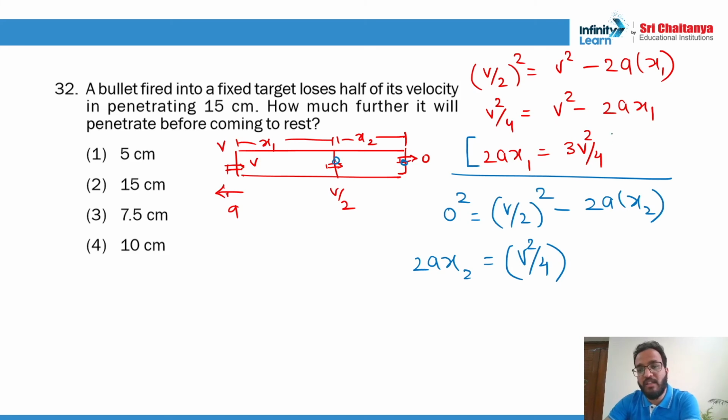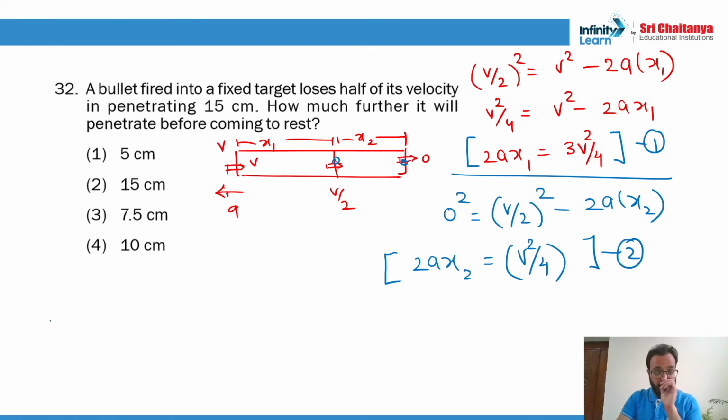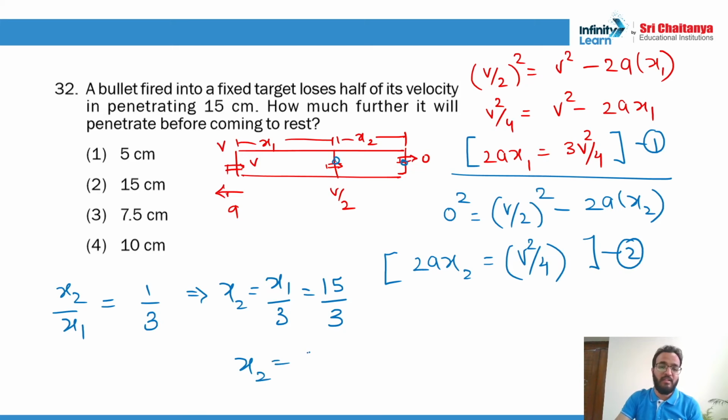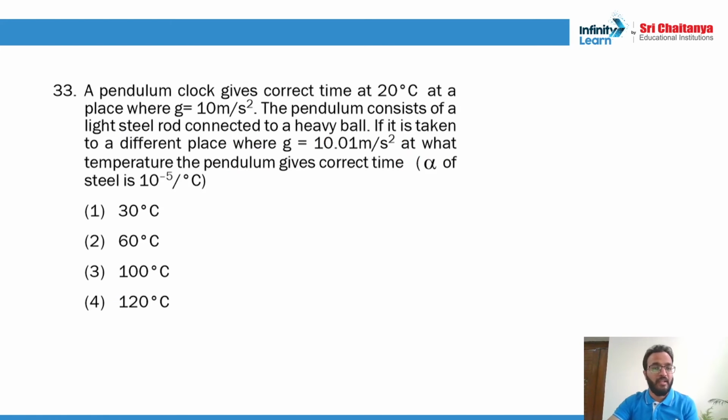Now let's say this was equation number 1 and this is equation number 2. So if you take the ratio, you will say, sir, x2 by x1 is coming out to be 1 by 3, right? So what is x2? x1 by 3, that is 15 by 3. So x2 is 5 centimeter. First option is correct. Got it?